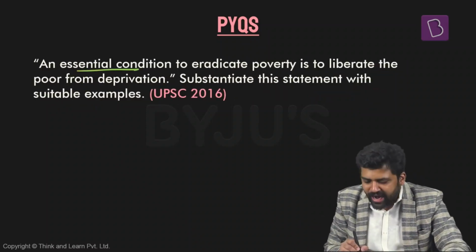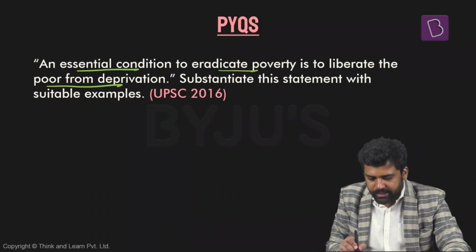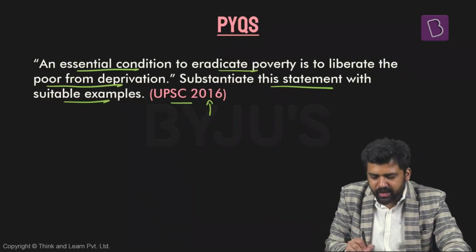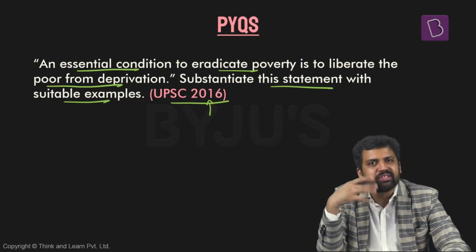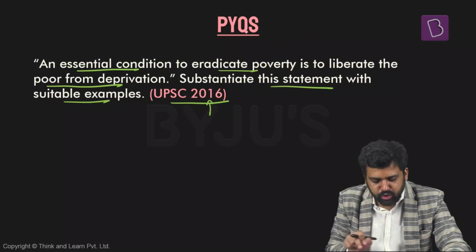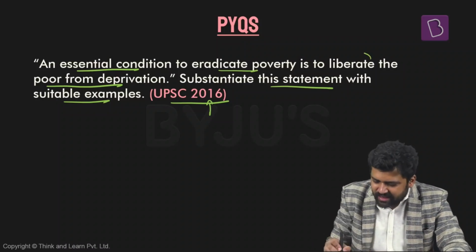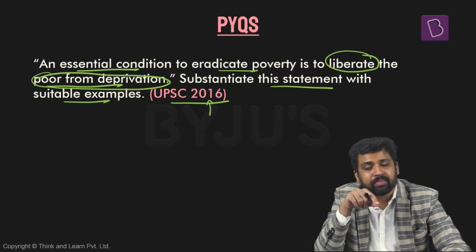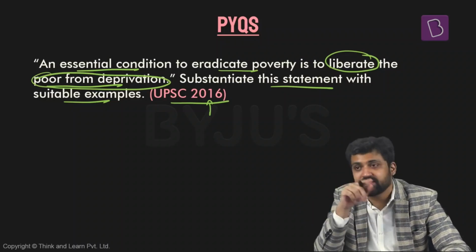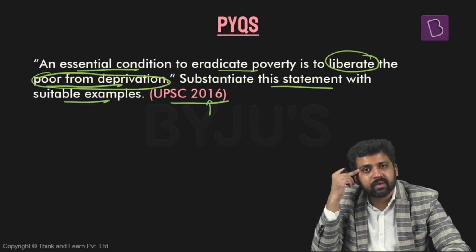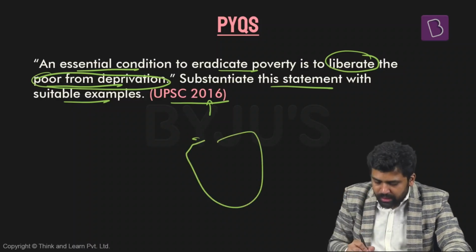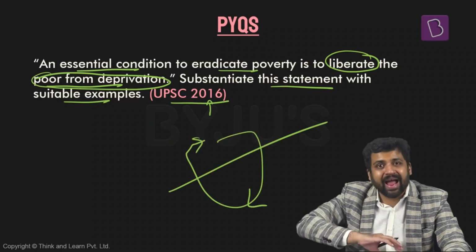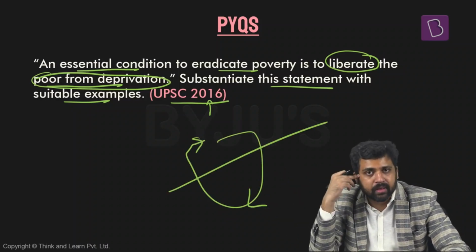An essential condition to eradicate poverty is to liberate the poor from deprivation. Substantiate this statement with suitable examples. It was asked long back in 2016, but this question is still relevant. Now, what is this question asking you? What is this liberating the poor from deprivation? Poor people can be stuck in a vicious cycle of poverty. If they're stuck in that cycle, they will continue to remain poor. So you have to break the cycle of poverty so that they can move out of poverty and poverty can be eradicated.